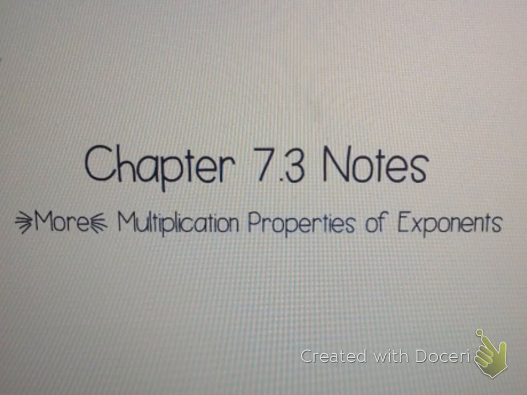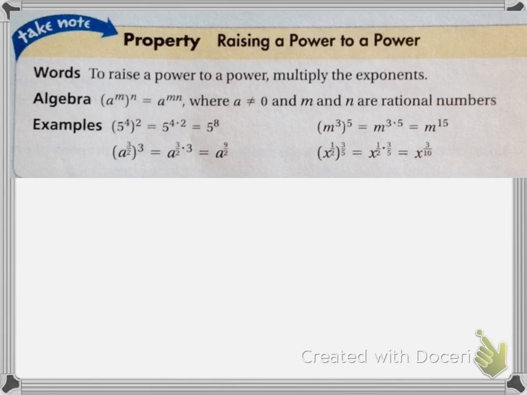Chapter 7.3, more multiplication properties of exponents. More, because we've already learned some. We're going to learn how to raise a power to a power. This is called the power of a power rule, and you're going to hear me say that a few times. Whenever you raise a power to a power, or an exponent has another exponent right next to it, then you multiply the exponents. So they give you some examples here, and I'll just make some up.